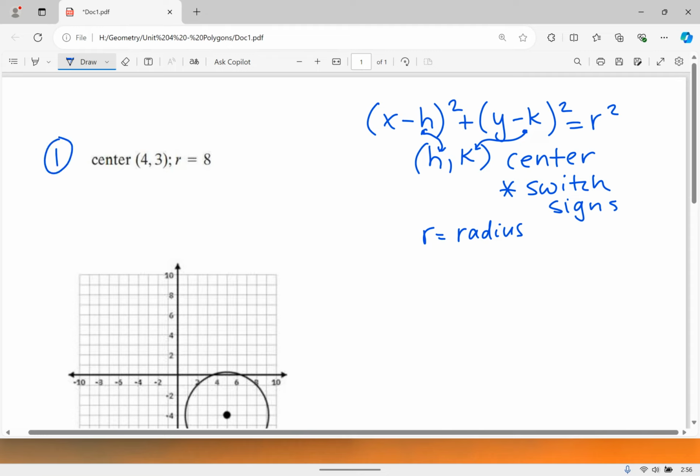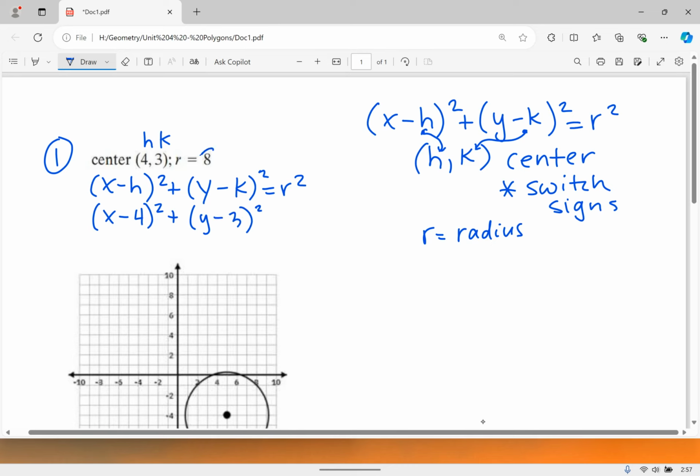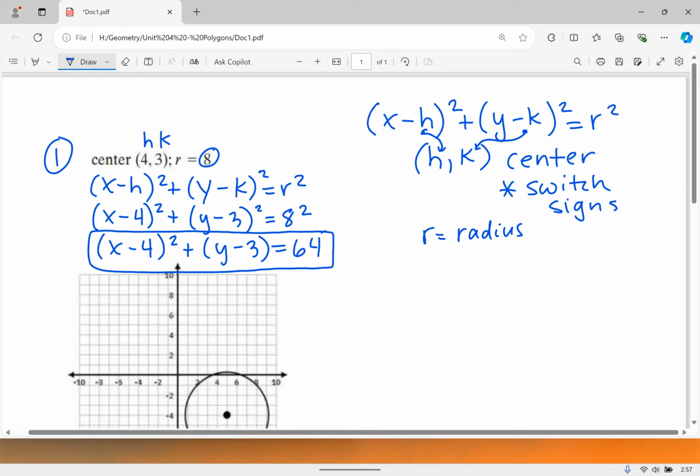Example 1. If I give you the center and the radius of 8, first, I will start with the equation of a circle. I know that I have h and k. I will plug those values into the equation for h and k. If I'm given the radius of 8, I will plug that in as well. I can simplify that radius squared to 64. This would be the equation given the center and the radius.